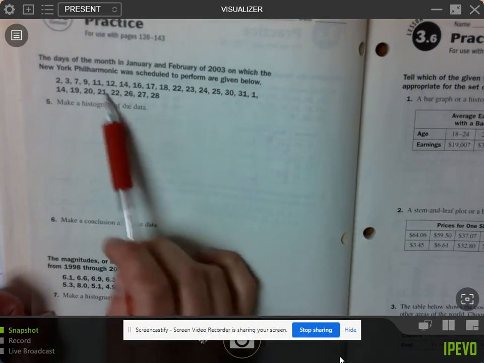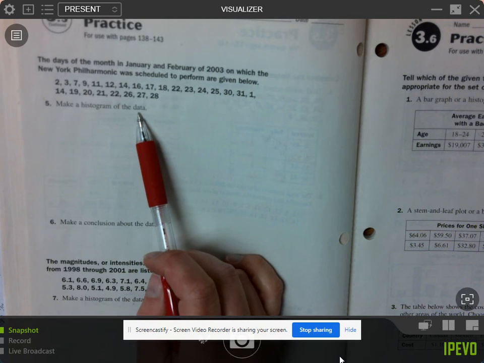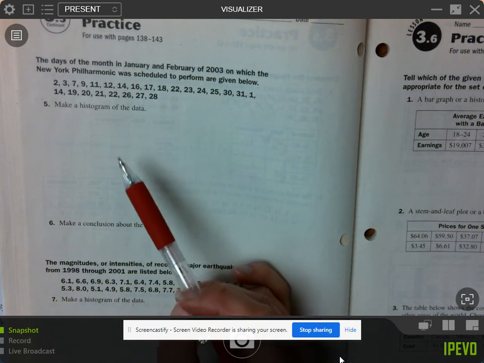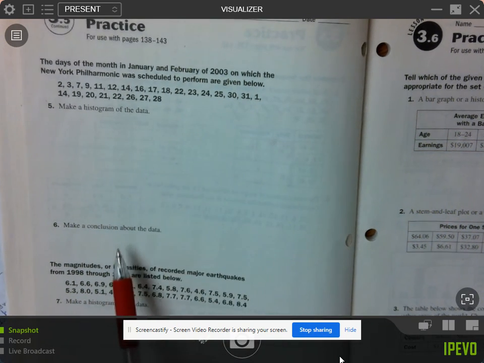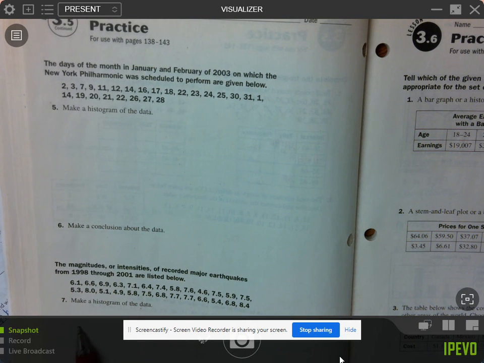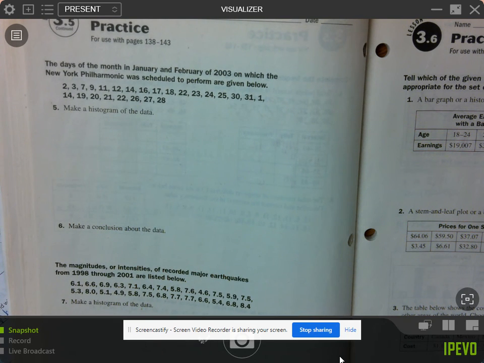So when it says make a histogram of the data, you have to make your frequency table first, then make the histogram, then draw a conclusion about it. And that bottom one, frequency table and histogram. So in order to make a histogram, you have to make the frequency table first. So it's not telling you to make a frequency table, but we know in order to have the data for the histogram, you have to make a frequency table.